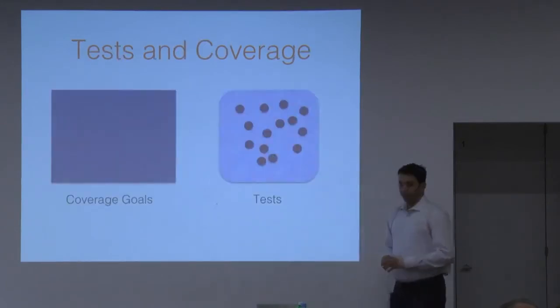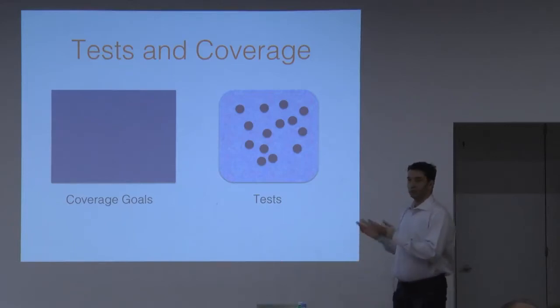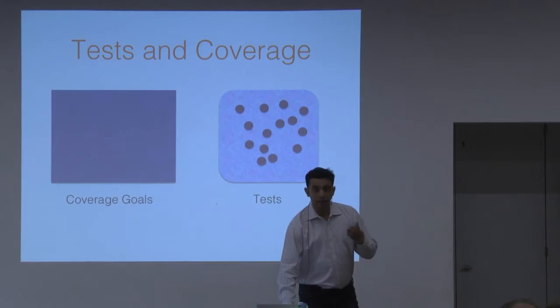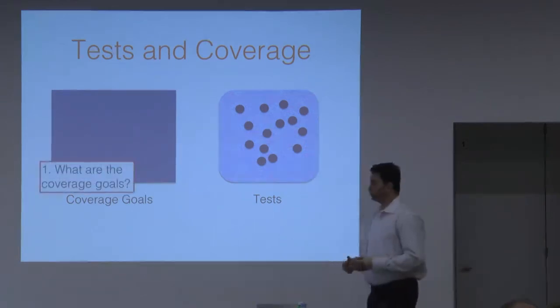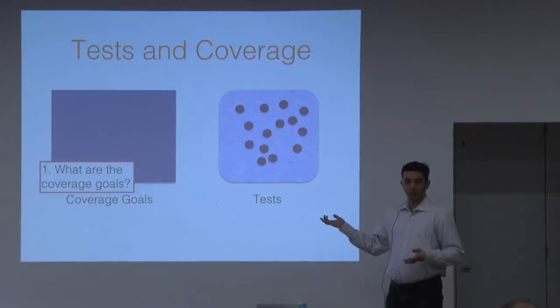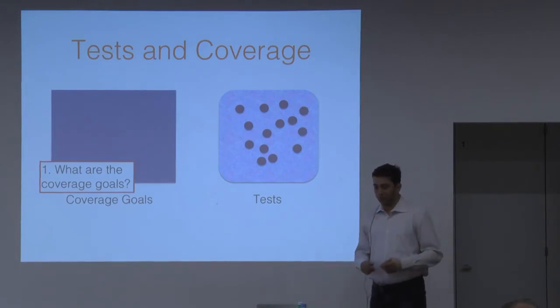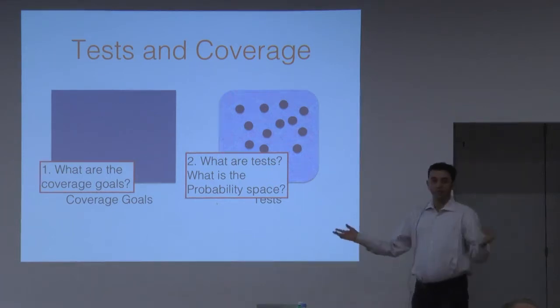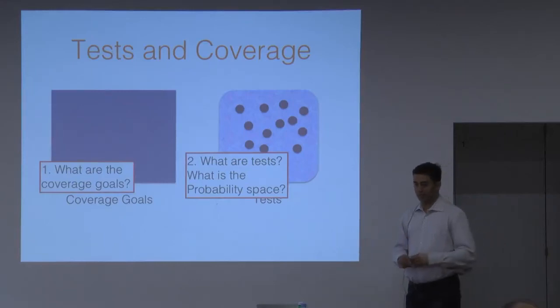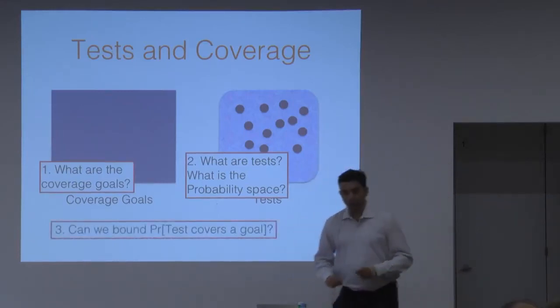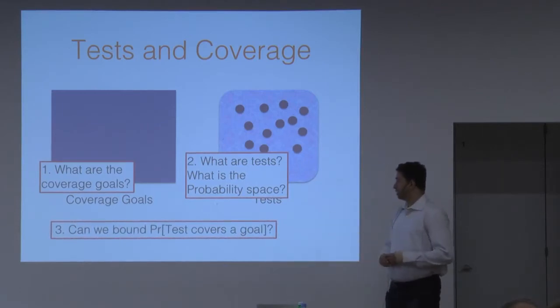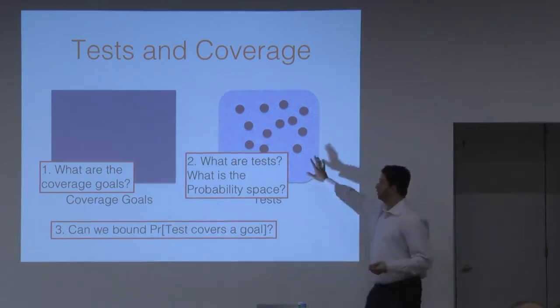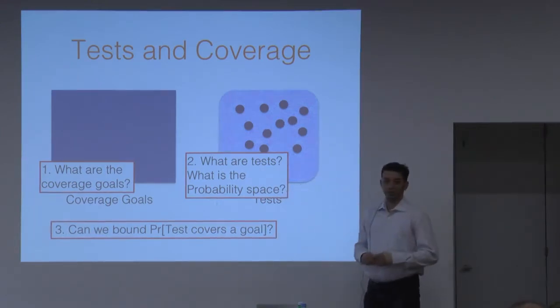So now with this background in mind, let's come back to this picture of coverage goals and tests. Whenever you design a testing procedure, the problems you have to keep in mind are, one, what are the coverage goals and why do we expect these coverage goals to be effective? Somehow you must have some evidence that these coverage goals will be good at finding some class of bugs. The second question is, what will be your tests, and what is the probability space over which you pick tests randomly. And then, as I pointed out, if you want to show that testing is effective, then a new question is, can you bound the probability that a random test chosen from this set and this probability space covers a fixed goal?